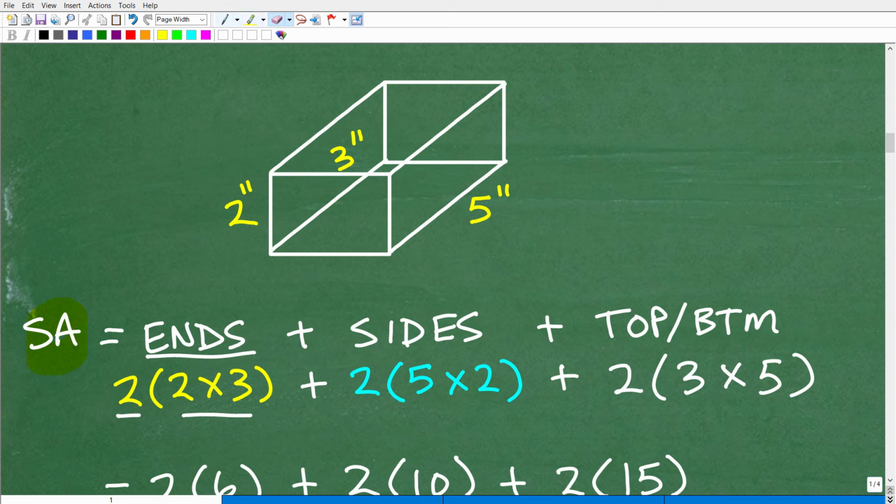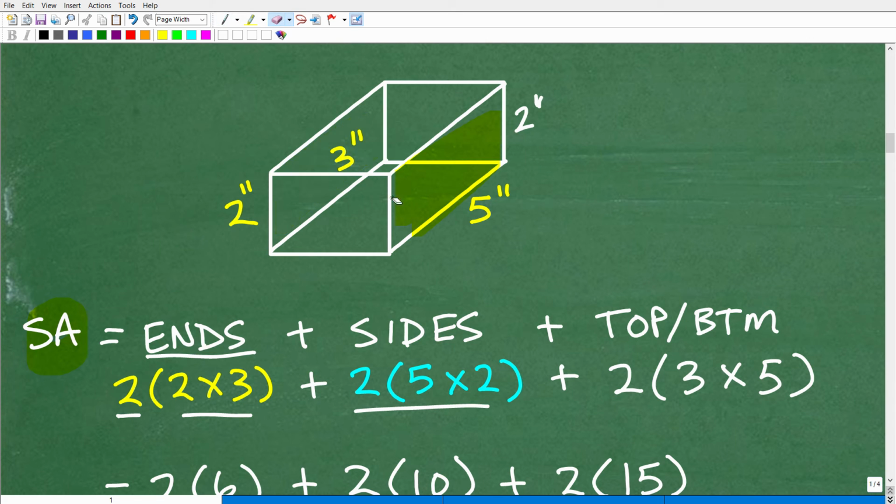All right, so how about the sides? Again, the sides are going to be this and this. And this is going to be a 5 by what? 5 by 2. So we have a 5 by 2 here, and we have a 5 by 2 there, so it's going to be 2 times 5 by 2. So this is our sides.